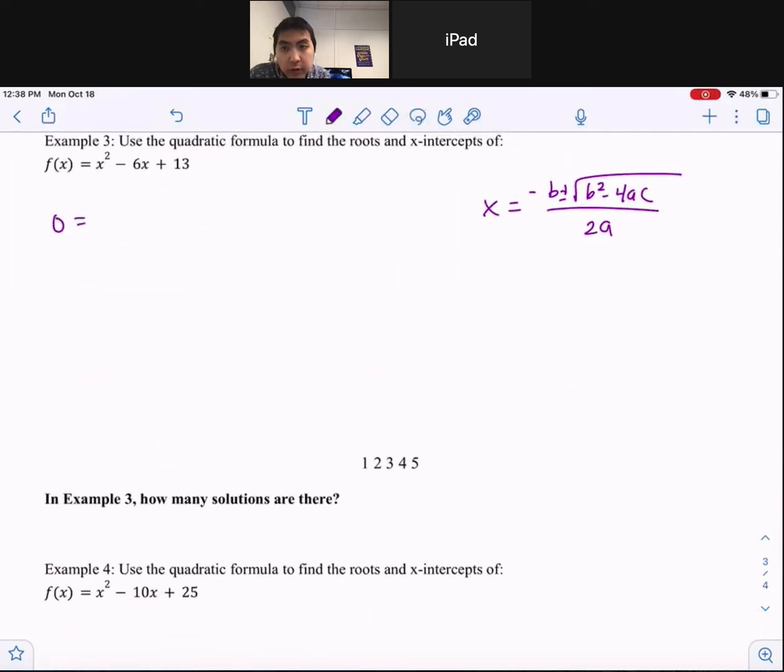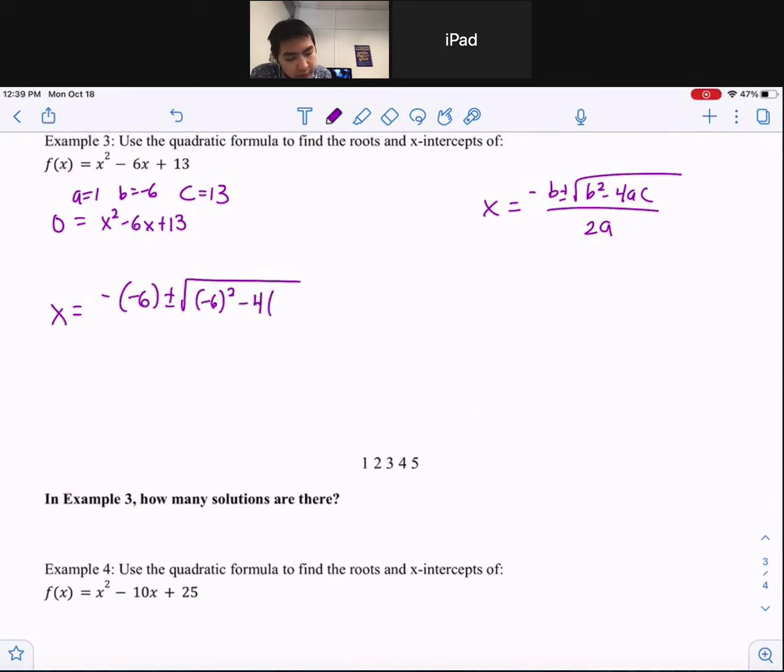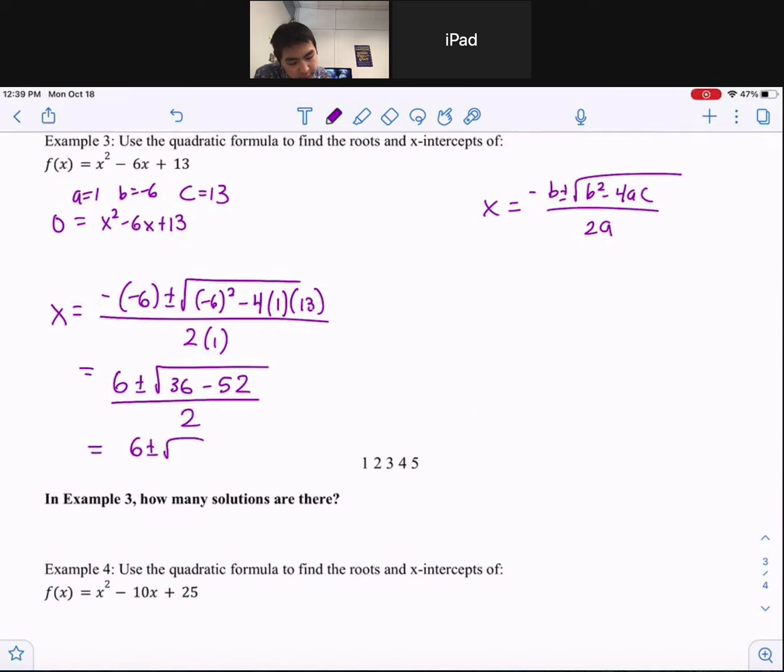Okay, set this whole equation equal to 0. Our a value is 1, our b is negative 6, our c is 13. So plug those all into the formula. Negative of negative 6 plus and minus the square root of negative 6 squared minus 4 times our a, which is 1, times our c, which is 13, all over 2 times a. 6 plus and minus the square root of negative 6 squared, which is 36, minus 4 times 1 times 13, which is 52, all over 2. 6 plus or minus the square root of negative 16, all over 2.